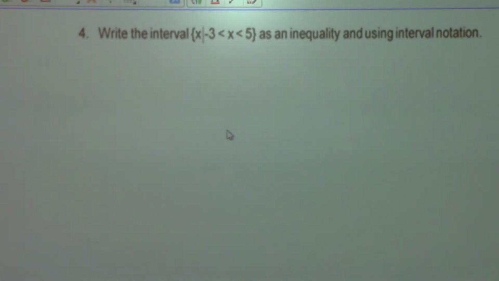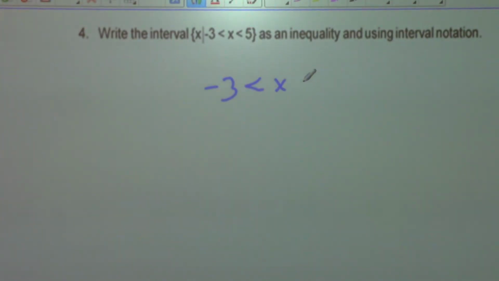Next we have a different representation. So we want to write this as inequality notation. How do we write this as inequality notation? Just take the x off. So it's just the same thing here, right? Yeah. So we're going to write negative 3 is less than x. x is less than 5.